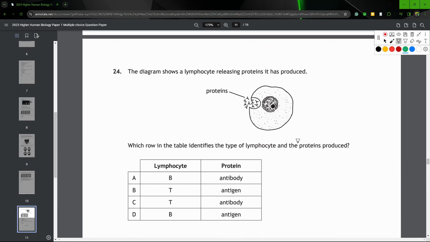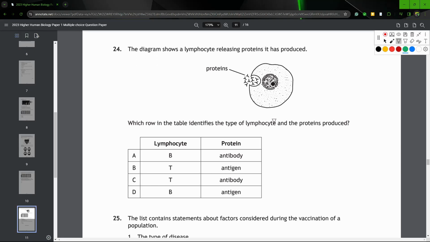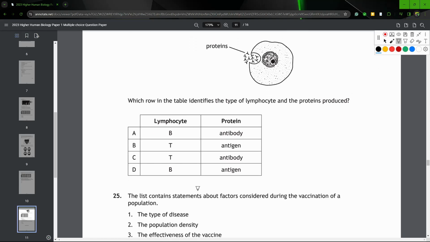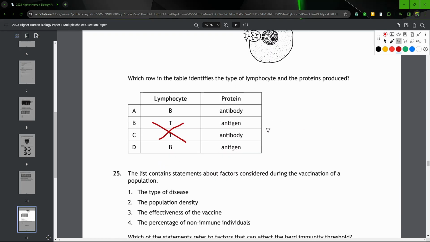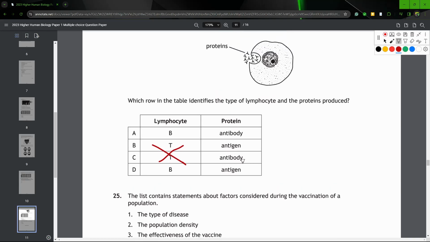Moving on to 24. The diagram shows a lymphocyte releasing proteins it has produced. Which one on the table identifies the type of lymphocyte and the proteins produced? I've never heard of T lymphocytes producing these. The lymphocytes can produce cytokines, to be fair, but there are no cytokines in the table, so we can eliminate those. So, do B cells produce antibodies or antigens?